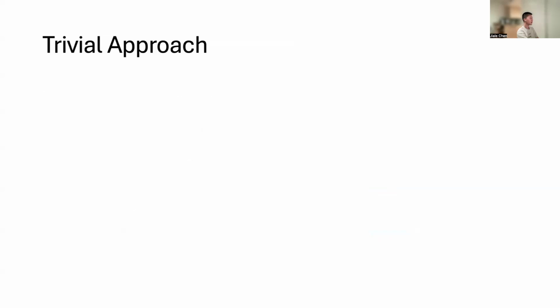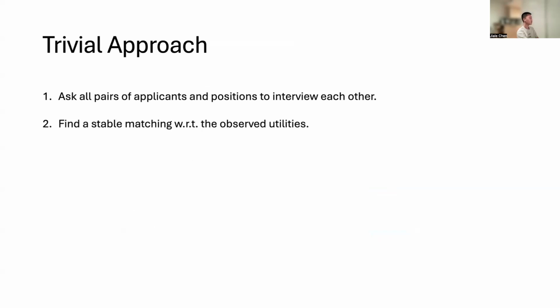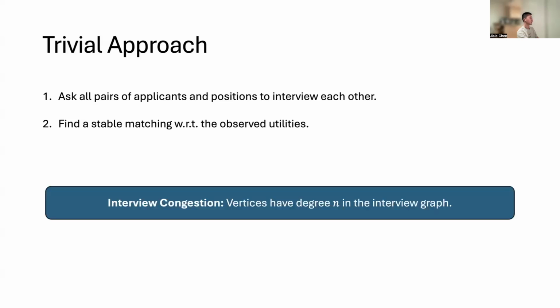A trivial approach for finding the interim stable matching is the following. First, we ask all pairs of applicants and positions to interview each other. And then we find a stable matching with respect to the observed utilities. And since all pairs of applicants and positions have interviewed, the observed utilities are post-interview utilities for all of those pairs, and a stable matching is exactly an interim stable matching in our model. The bad thing is it will introduce interview congestion, meaning the vertices will have degree n in the interview graph.